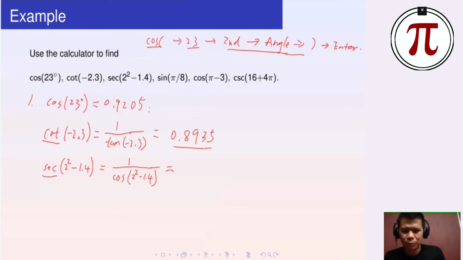Okay, so can we use the calculator to find this one? I got negative 1.1670. Very good. Others, please go ahead and find the remaining ones.